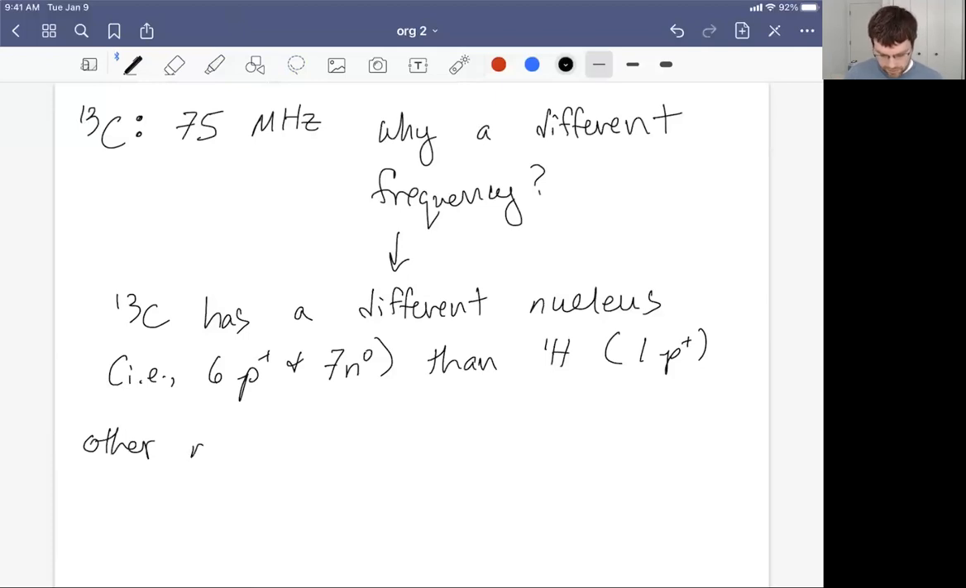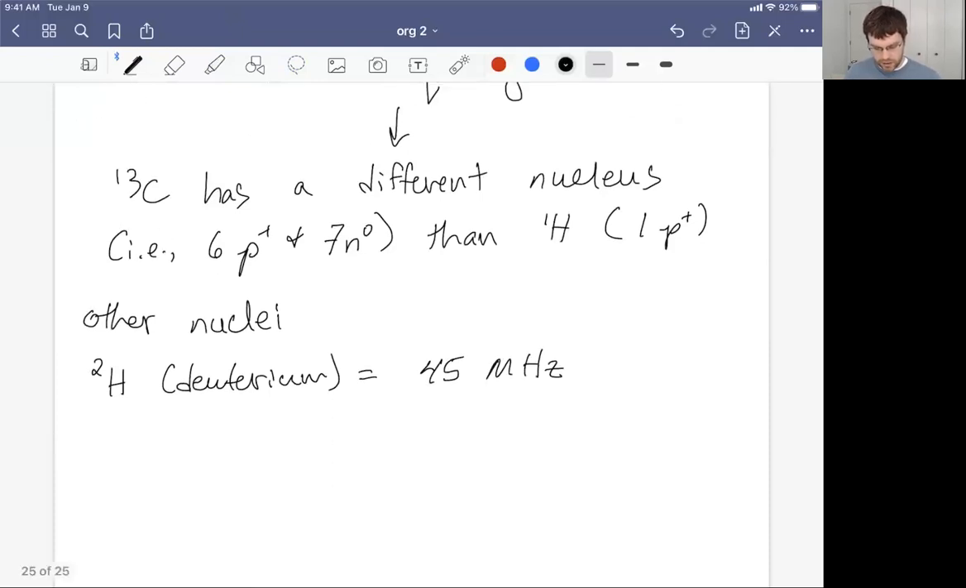Other nuclei would be, if we had deuterium, which is the 2H nucleus, even just adding a neutron substantially changes the frequency required to flip from the alpha state to the beta state. Now it's dropping all the way down to 45 megahertz. 19F is a bit closer, at 282 megahertz. So close to the 1H nucleus, but not the same.